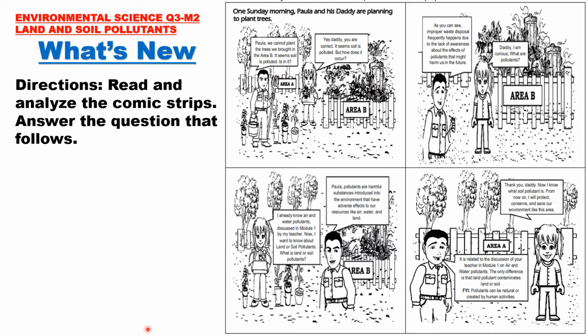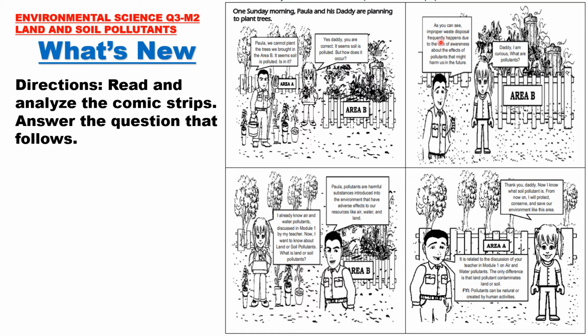What's new? Read and analyze the comic strips. Answer the questions that follow. One Sunday morning, Paula and his daddy are planning to plant trees. Paula, we cannot plant the trees we brought in Area B. It seems soil is polluted, isn't it? Yes, Daddy, you are correct. It seems soil is polluted, but how does it occur?